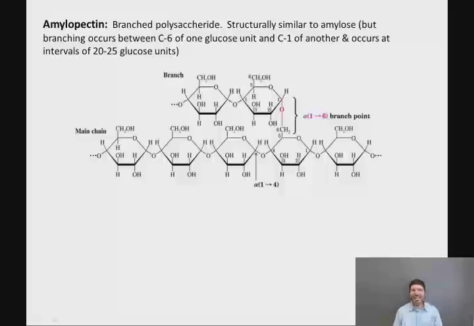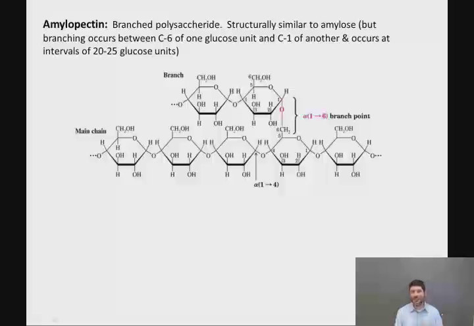Amylopectin, on the other hand, is a branched polysaccharide. Structurally, it's very similar to amylose in that we have the alpha-1,4 glycoside bonds linking together the glucose units in the chain, but then the branching occurs between C6 of one glucose unit and C1 of another. This is called an alpha-1,6 branch point because with respect to one glucose, it's the OH on carbon 6 that's coming in and attacking, and the stereochemistry of the glycoside bond at the anomeric carbon is alpha.